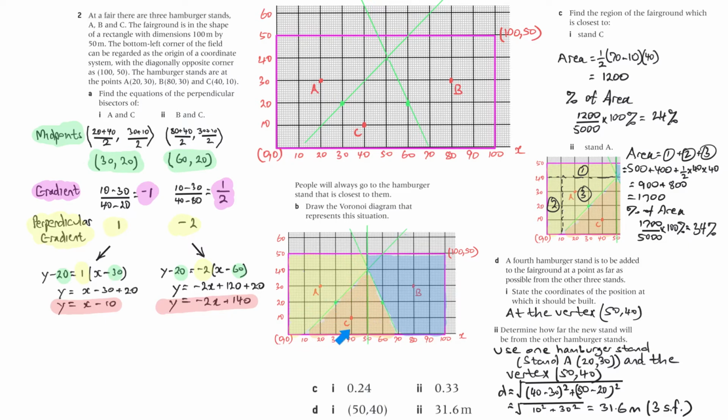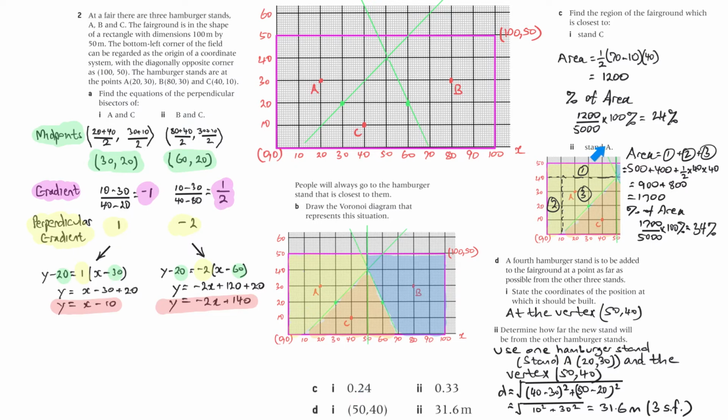This area here. So I took the area as a triangle. I've used that as the base, which is 70 minus 10 as the base. So it's half the base times the height. The height I've taken as 40, and I got 1200. The percentage of the area is 1200 over 5,000 because the whole area is 50 times 100. That's 5,000. So I put 1200 over 5,000 multiplied by 100%, and that's 24%, or as the book says here, 0.24.